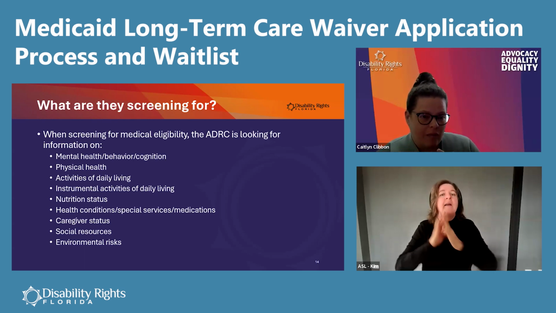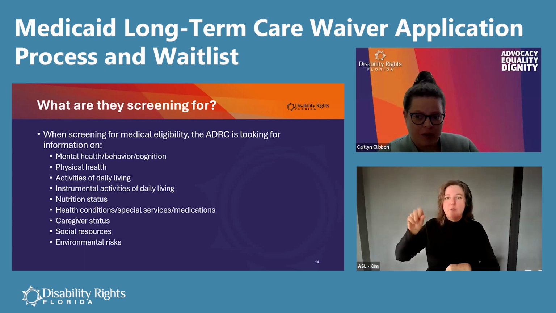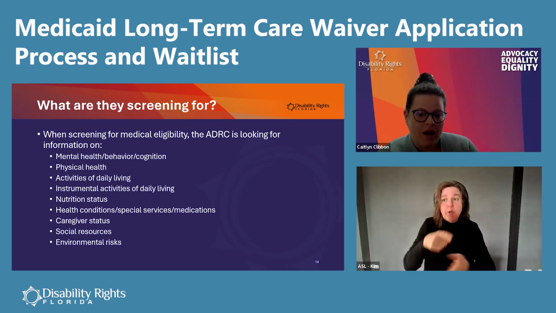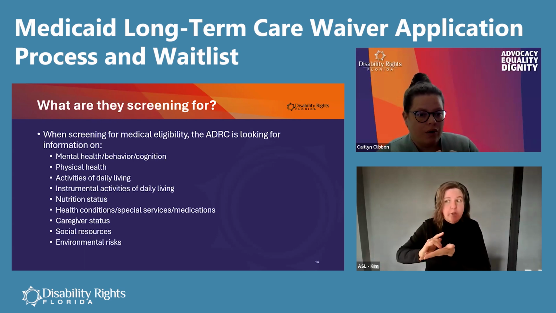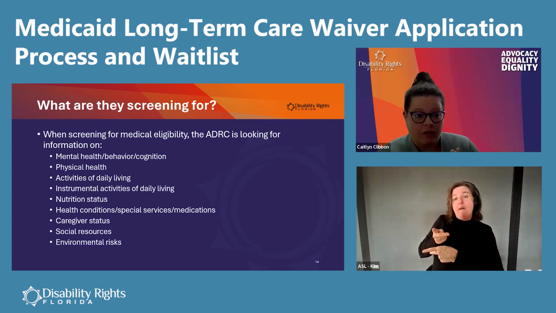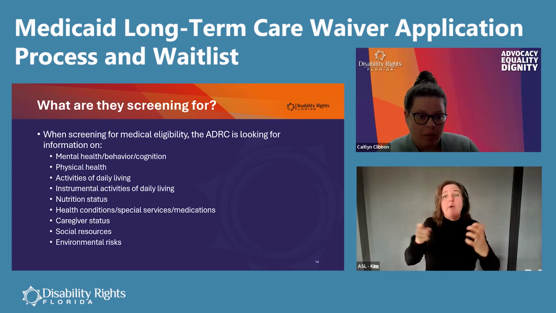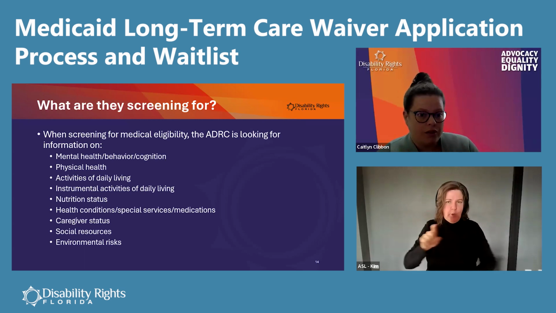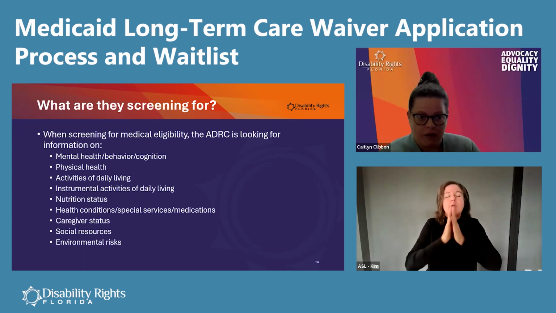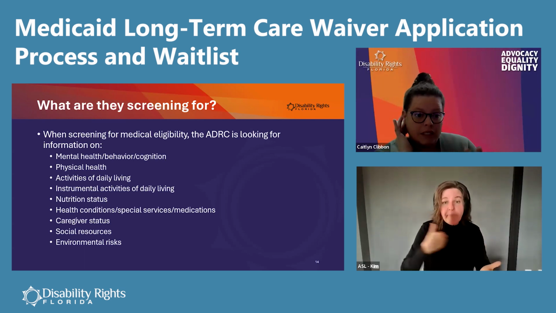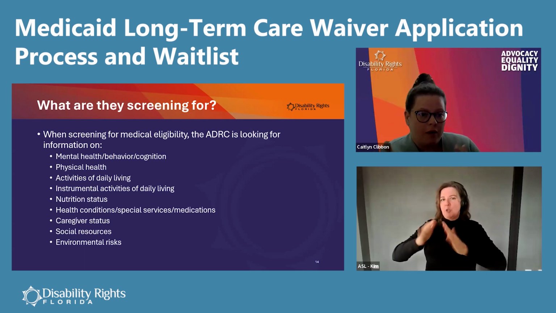Again, any diagnoses you have, special services you require, what kind of medications you take, and what schedule you're taking them on. They're going to want to know if you have a caregiver, how much that caregiver is available, how much that caregiver is willing, how much that caregiver is able to help you with the things you need help with. They're going to ask you about other social resources. Do you have a spouse or other family member or a friend or church community that assists you? And then environmental risks. So, where are you living?